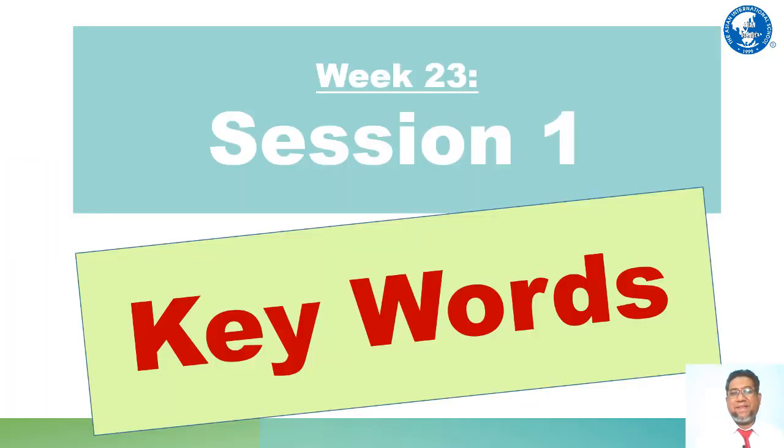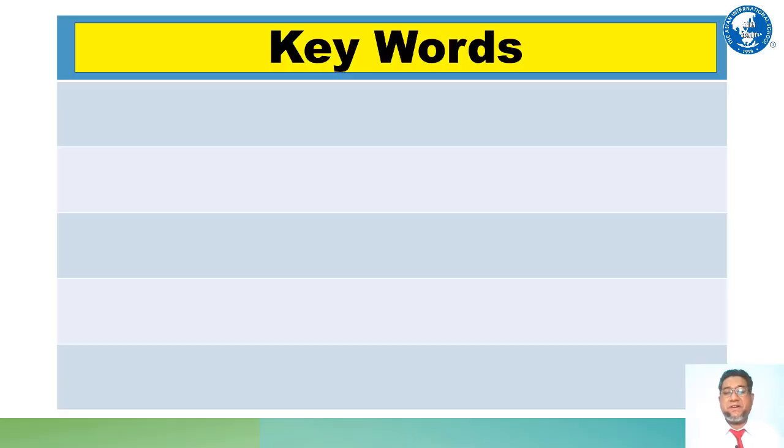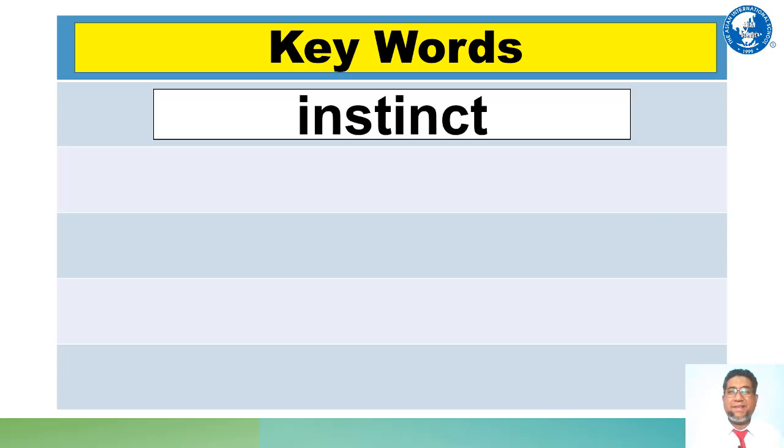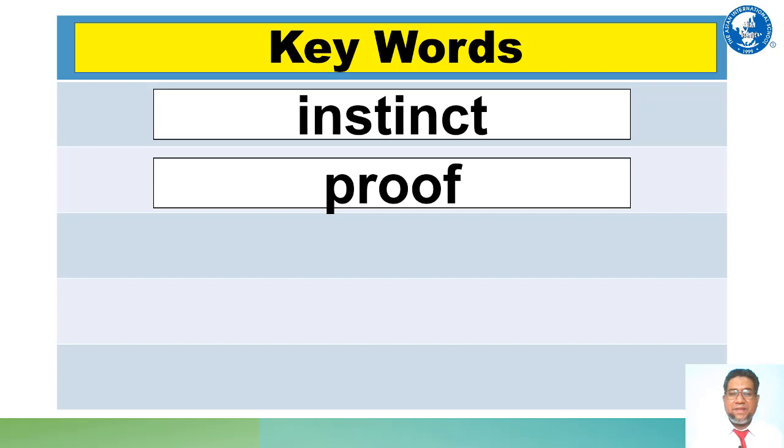Let's begin with keywords. Today we're going to learn 5 keywords. The first one is instinct. Repeat after me. Instinct. That's right. Instinct. The next keyword is proof. Listen and repeat. Proof. That's right. Proof.